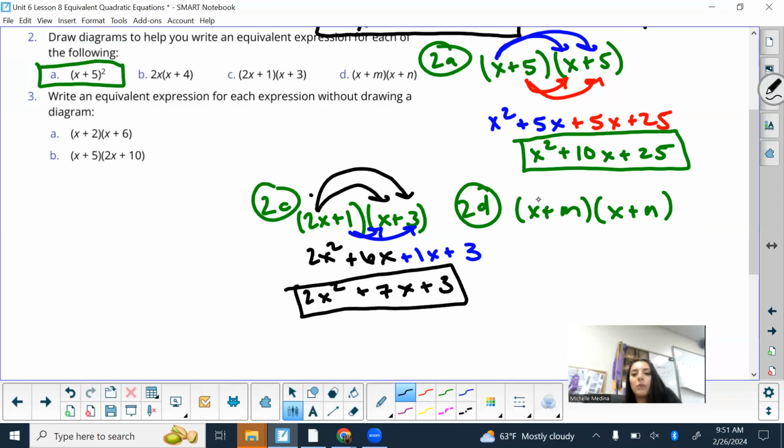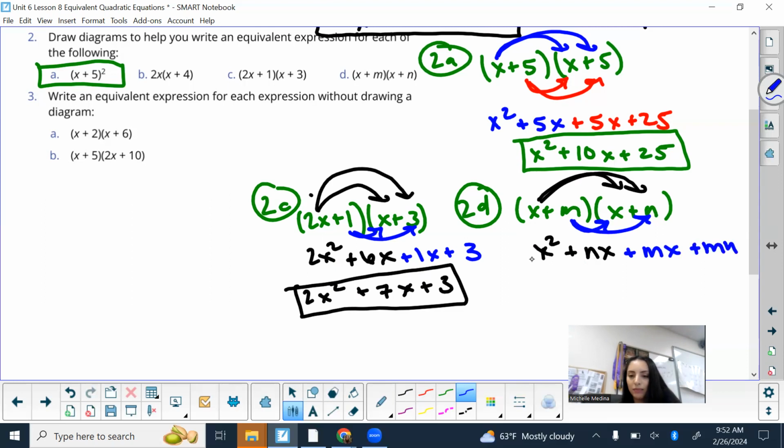For 2D, notice that we have all variables. So I'm taking this first x, timesing it by both of the terms in the other parentheses. x times x is x squared. x times n is xn, or I'm going to put nx because I like the alphabetical order part of it. Then we have m times both of those other terms. m times x is mx. m times n is mn. And there's no like terms in this one. So after that, we are finished.